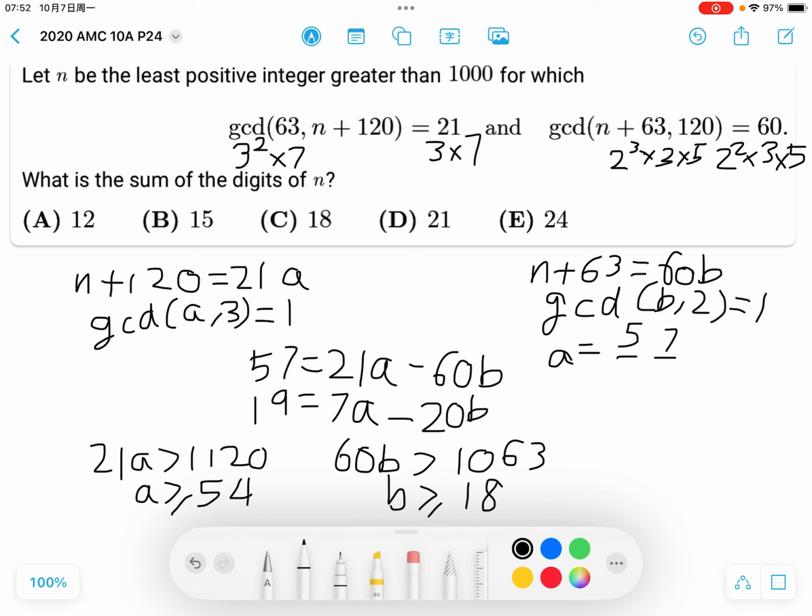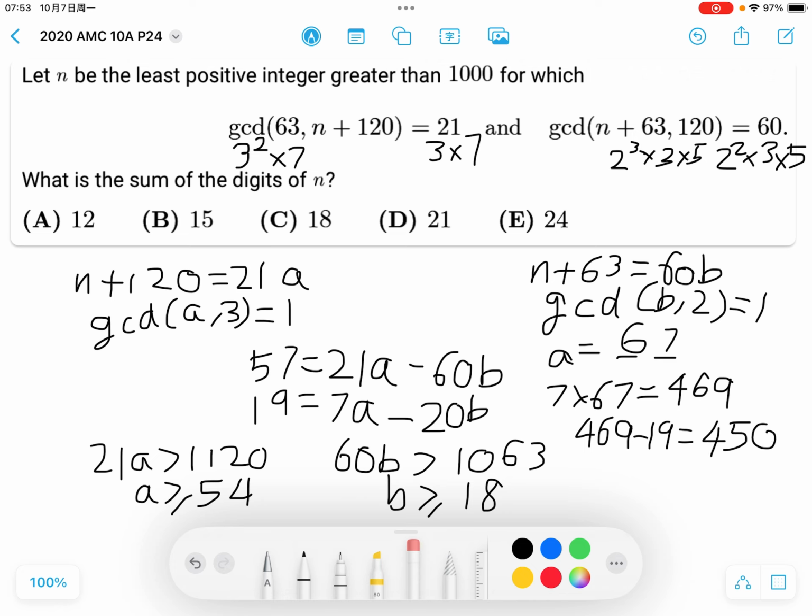So let's try 57 because that's the smallest value. But we know that the GCD of A and 3 must be 1. 57 is a multiple of 3, it's 3 times 19, so this doesn't work. What about 67 then? 7 times 67: 7 times 7 is 49, 7 times 6 is 42 plus 4, which is 46. So this is 469. Now what's 469 minus 19? Well, that's 450. However, we know that 450 is only a multiple of 10, it's not a multiple of 20. So this doesn't work.